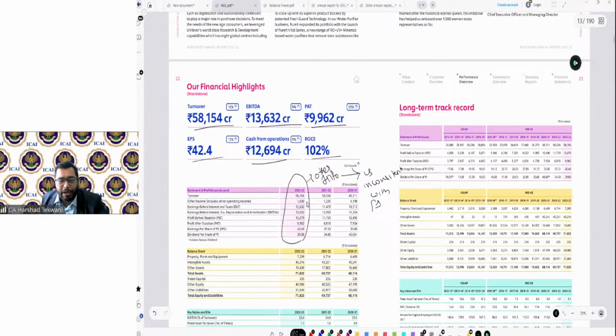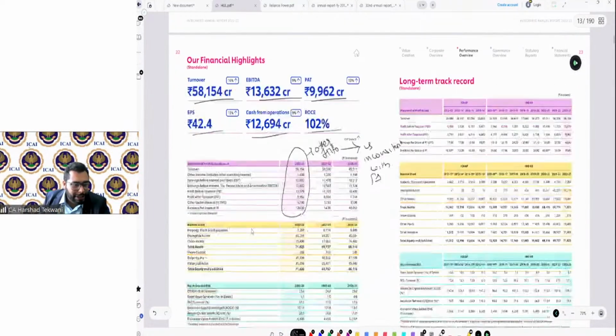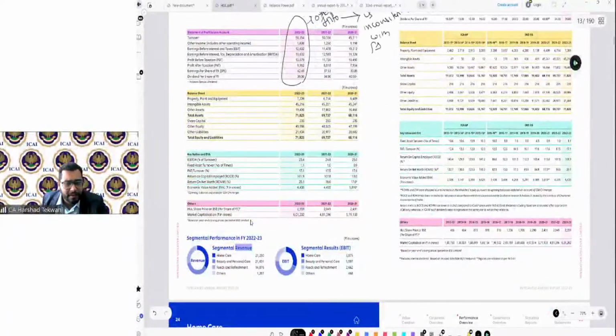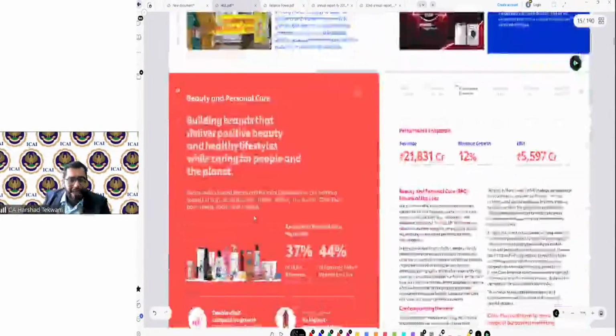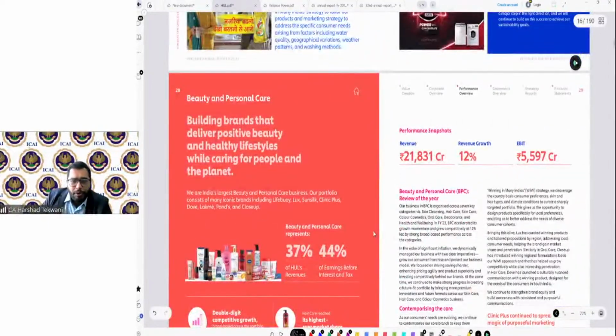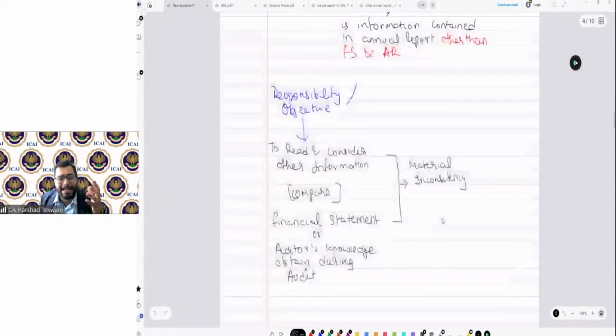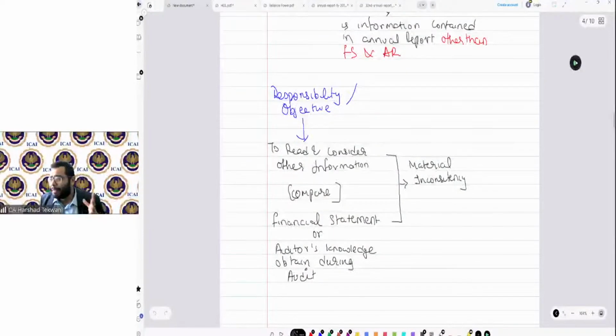So accordingly, I need to compare the numbers. I need to total it down. I need to see whether there is an inconsistency between these numbers. Let's say, for example, this revenue 21,230 is for only home care, not for all the segments. So I can compare with the segment. Okay, this is for beauty and personal care. So again, I need to compare the revenue which is disclosed with the other information. When I do that, I'll try to identify whether there is any material inconsistency between the items or not.